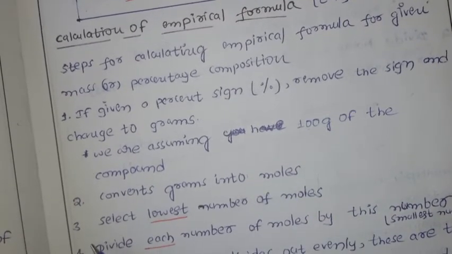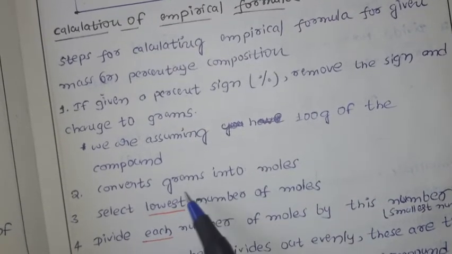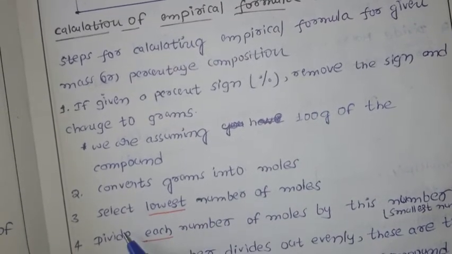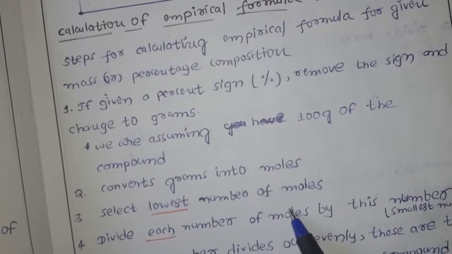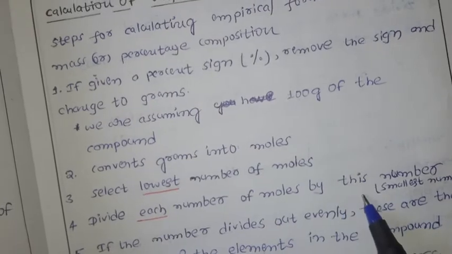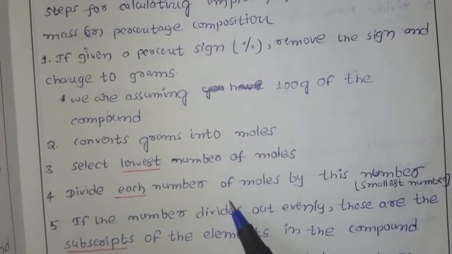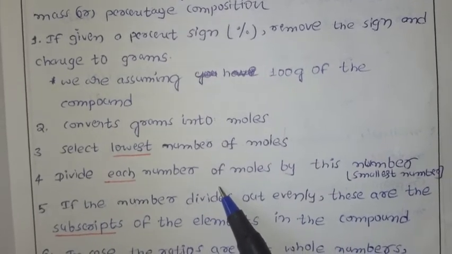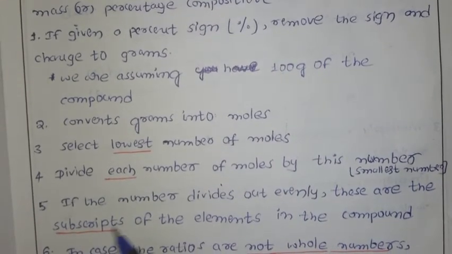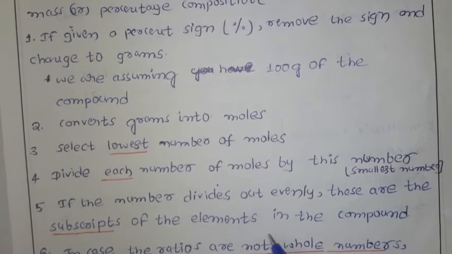So the third step: select the lowest number of moles. Already in the number of moles we have, we have taken the smallest, the lowest number of moles. Fourth is what? Divide each number of moles by this smallest number. So each number of moles you divide by the smallest value. Fifth one is what? If the numbers divide out evenly, these are the subscripts of the elements in the compound.